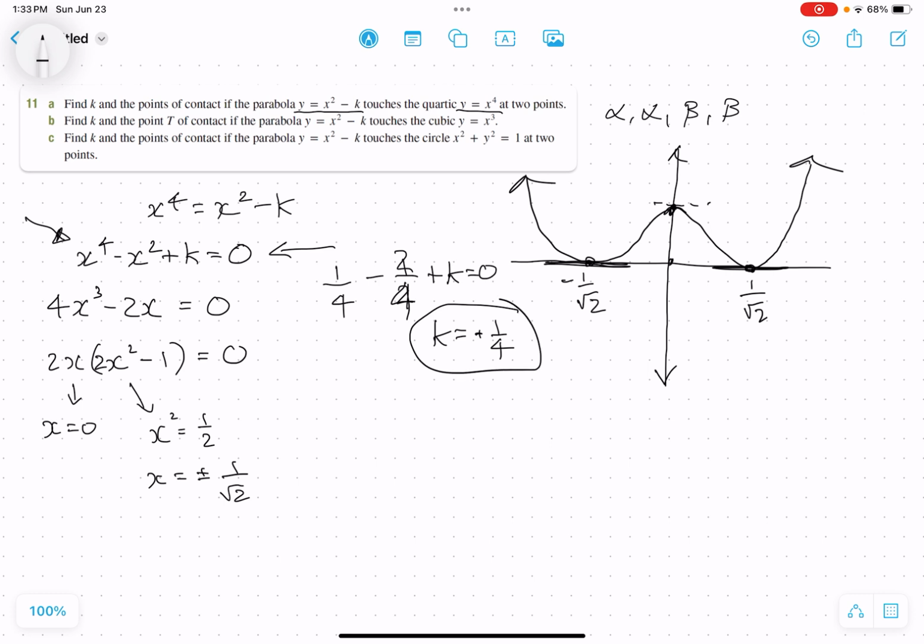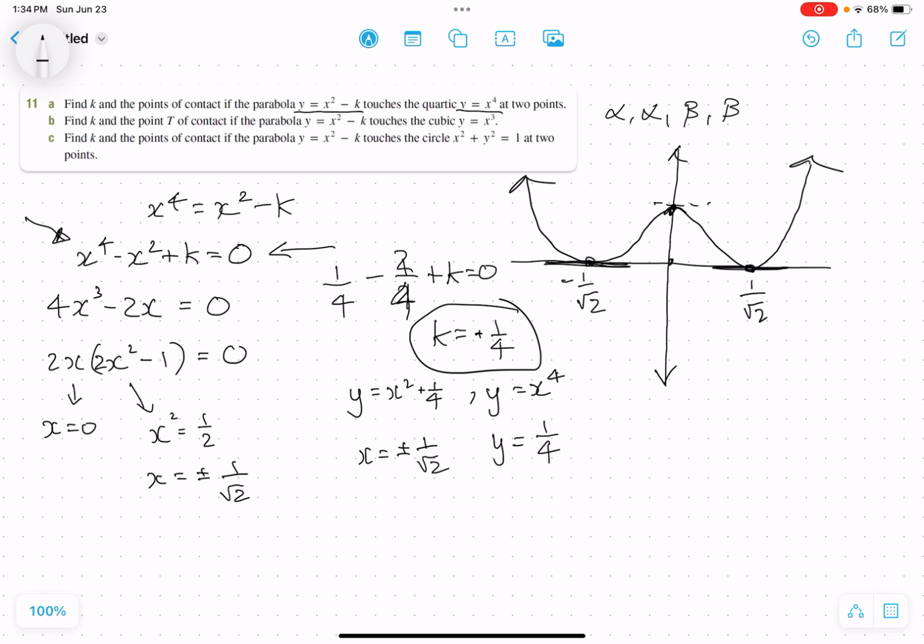So we're actually looking at the quadratic and the quartic, and they are going to touch each other when our x equals plus or minus 1 on root 2, both of those. So the points of contact, let's have a look. Which is easier, maybe this one. If I put x equals 1 on root 2 in, we already know I get 1 on 4.